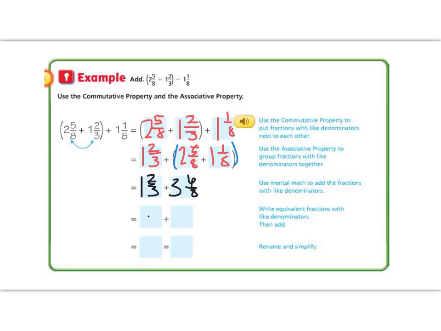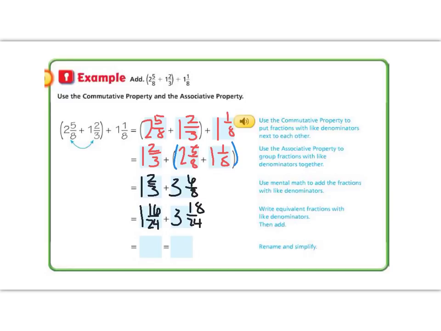In order to make a 3 into a 24, I have to multiply by 8. So 2 times 8 is 16. So I have 1 and 16/24ths. Then I'm going to change my 3 and 6/8. In order to change 8 into a 24, I have to multiply by 3. 6 times 3 is 18.